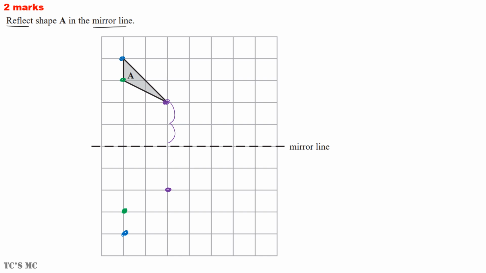Now, using a ruler, we need to join up all the corners. For having this exact diagram, we would have 2 marks. For having the correct reflection but in the wrong position, we would get 1 mark.